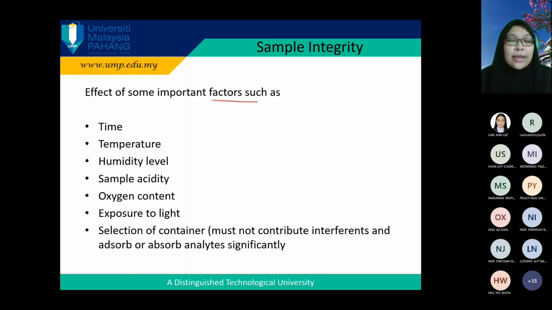Okay. So the last one, selection of container must not contribute interference and absorb analyte significantly. Some container ada yang boleh guna glass, ada yang kena guna glass, ada yang boleh guna plastik. Some plastic will contribute interference. Kalau kena acid, contoh kalau you store your acids in plastic container, acid tu menghakis, so it will contribute interference to your acid just now. Bila you nak guna nanti untuk eksperimen, tak dapat results yang betul. So selection of container also contributes to the sample integrity.